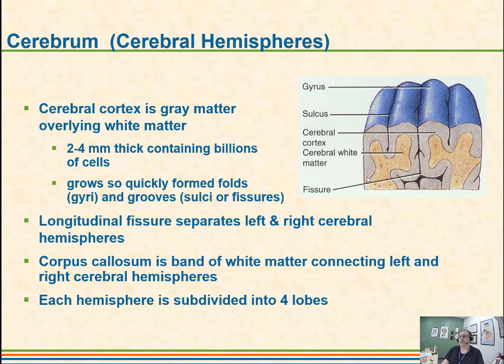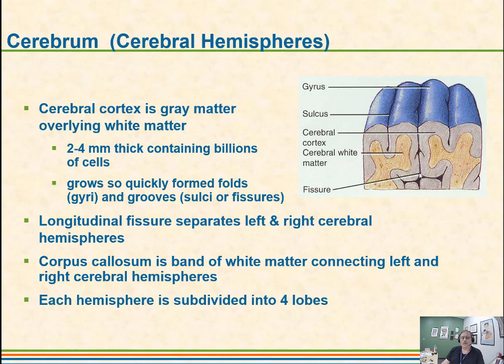Now, if you were to cut into a brain, what you would see is the cerebral cortex, being the outer part, which consists of gray matter. And gray matter is made up of nerve bodies, unmyelinated cells, and dendrites, basically. It's a couple of millimeters thick. It contains billions of cells. And these ridges, these folds, give the brain more surface area, so we can have more cells packed into a smaller area.